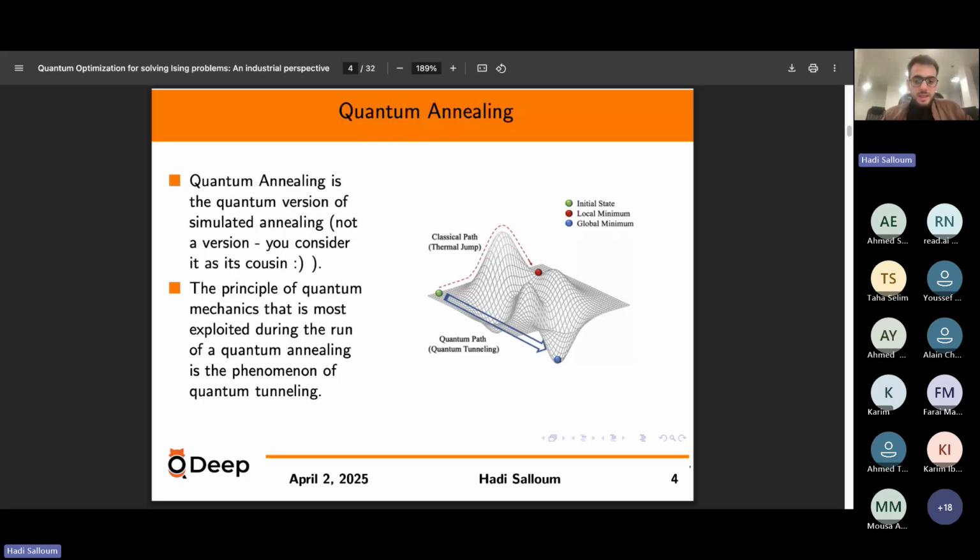you can see this graph. This graph represents the energy landscape of a problem. The classical path goes up and down, as you can see here. This is the initial state, the green circle, and this is how a thermal jump will happen when you are searching and exploring for the solution in this landscape. But with quantum tunneling, you can make a tunnel through the landscape and reach the solution faster.